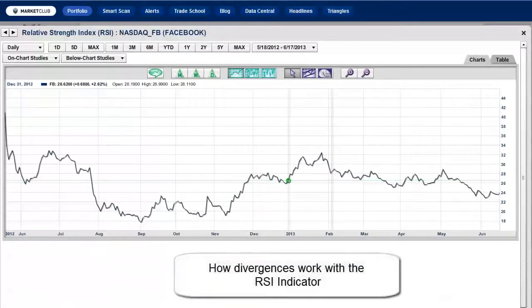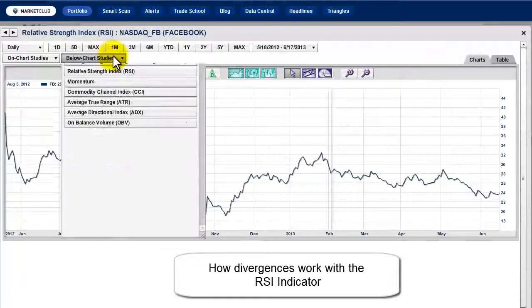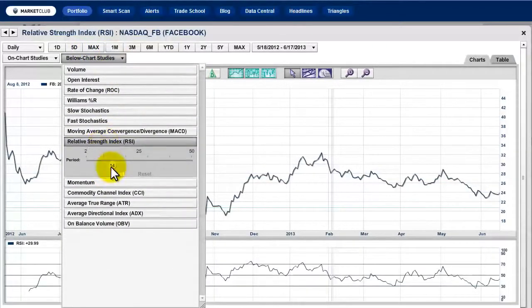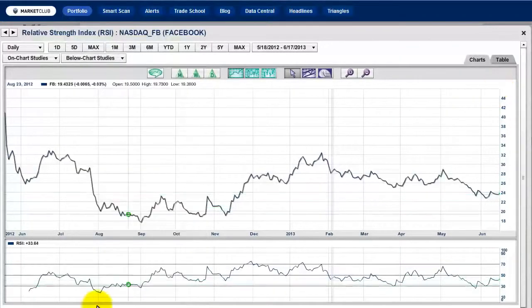In this example of how you use the RSI, we're going to be talking about divergences, how they work in the market. We're looking at a stock chart, close only, and let's put on our RSI indicator, which goes below the chart. So below chart studies right here, click once, go down to the RSI indicator, click once. We'll set the default setting at 14, which we want, and then just click off the studies page. As you can see below, we now have our RSI indicator with the lines you're familiar with from 0 to 100, with the midpoint being 50.